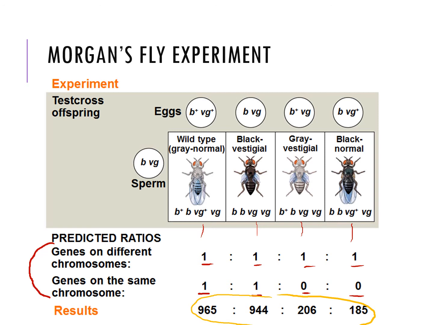So what we've got to do is look for the one that fits best. And the one that's going to fit best is genes on the same chromosome. We have roughly equal numbers, 965 and 944, for double mutant and double normal. And we have almost zero of our 185 and 206, which are mutant normal and normal mutant. So how did that even happen? How did we end up with a normal mutant and a mutant normal?